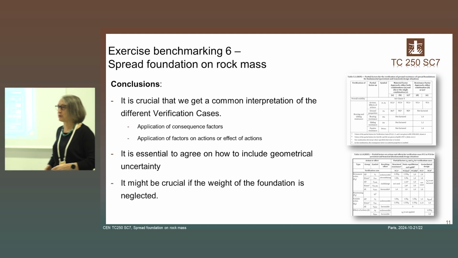Questions, comments on this? There are too few things coming back on this example to actually make any more detailed conclusion on it. But we might come back to that one.